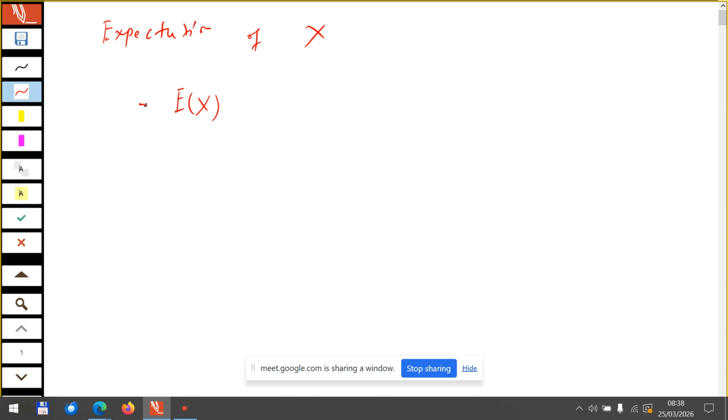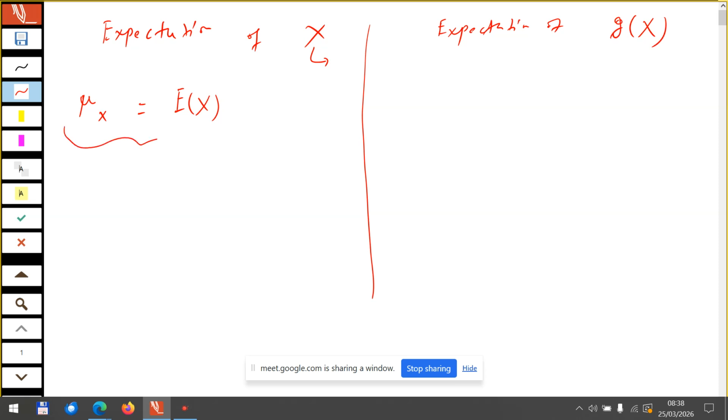Another way of writing this is mu, and it's better to write it with an x. Now this allowed us, I'm now writing it, to write the expectation of another thing, which is another random variable related to x through a function g. So expectation of g of x using this notation is very straightforward. What do we write? We write E g of x.